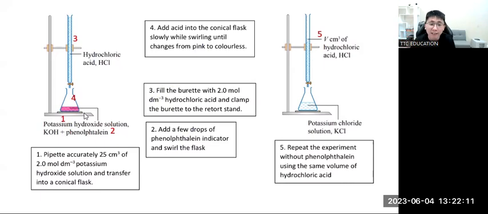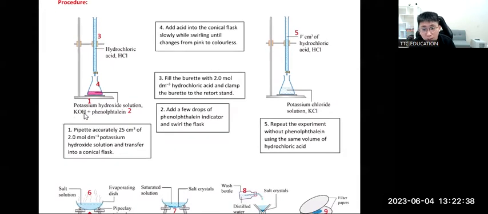So the first time is to find the amount of acid used to neutralize the alkali at the bottom. Once you know, for example, you need 25 cm cube of acid, then you can repeat the whole thing without phenolphthalein, just putting in 25 cm cube. So you do one round first to find the amount of acid needed, then do it without the phenolphthalein. This will be your titration method.